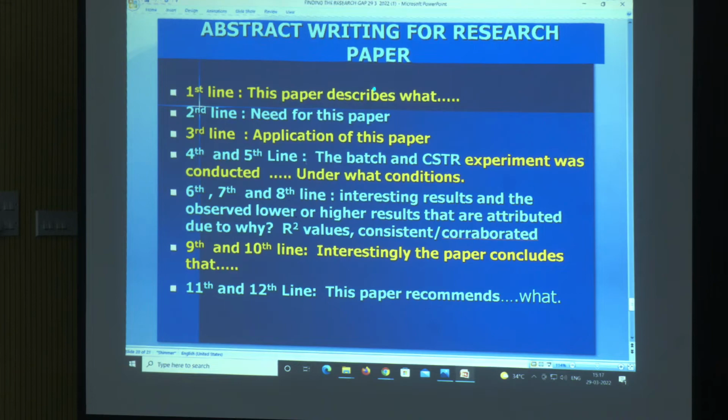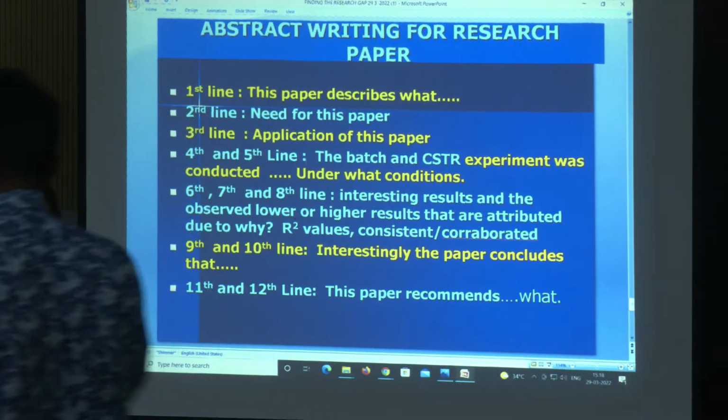The first line should say what this paper describes; the title of the paper should come here. The second line, the need for this paper. The third line should say the application of this paper. The fourth and fifth lines, the experimentation of the paper. The sixth, seventh, and eighth lines, the interesting results observed by this paper, attributed to the reason why, and also consistent with the R-square values, corroborated with that. The ninth and 10th lines, interestingly, what the paper concludes. And the 11th and 12th lines, what this paper recommends. So that is how you skeletonize the abstract.